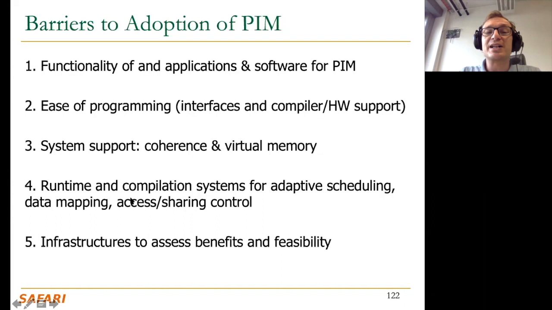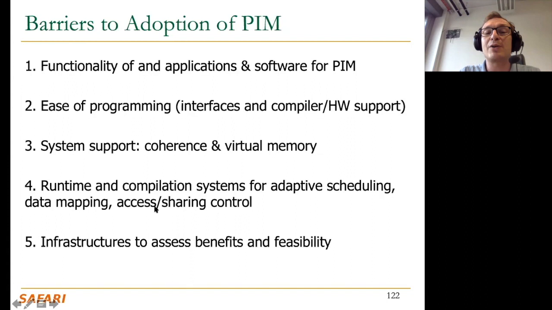How do we design runtime and compilation systems for adaptive scheduling, data mapping, and access and sharing control? This is a mouthful, clearly, but these mean that how do you map the data intelligently such that you get the benefits of PIM? We discussed this in multiple aspects. How do you schedule the code such that you get benefits? Do you actually execute things here or there, where? And what do you schedule? What part of the program should go? And access and sharing control, basically. How do you handle permissions and security in processing in memory? This is important, I think.